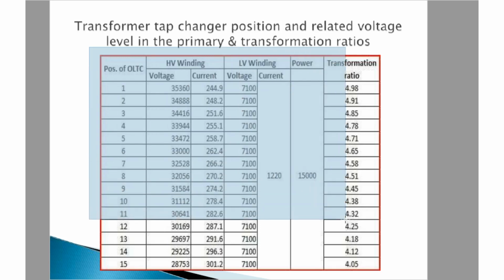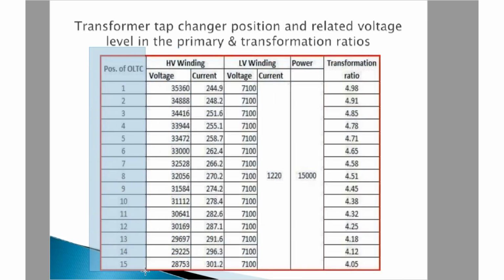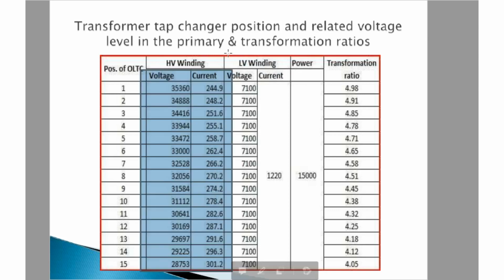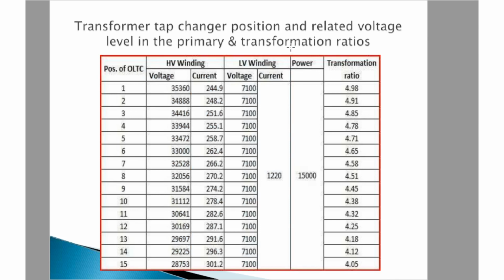Now see, here are the positions of OLTC. There are positions from 1 to 15. The high voltage winding and low voltage winding have the voltage and current rating as shown here. For the low voltage rating, the voltage and current values are like this. The power is 15,000 and the transformation ratio we can calculate with the help of the previous formula.